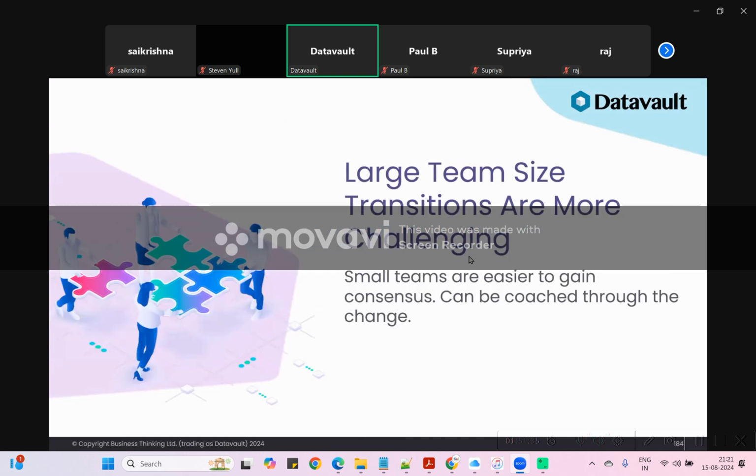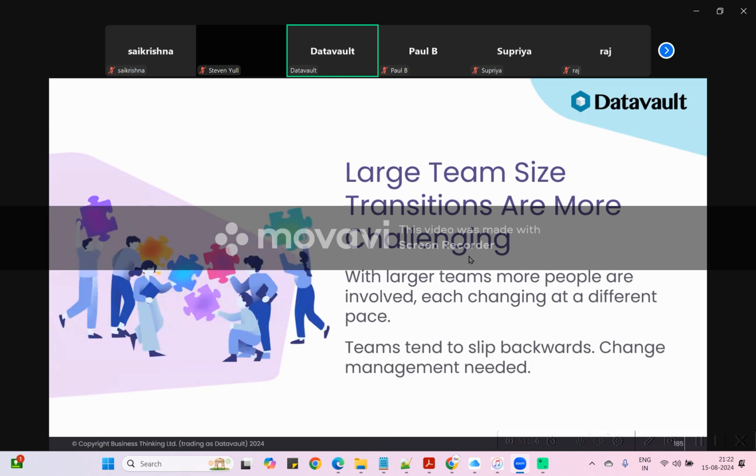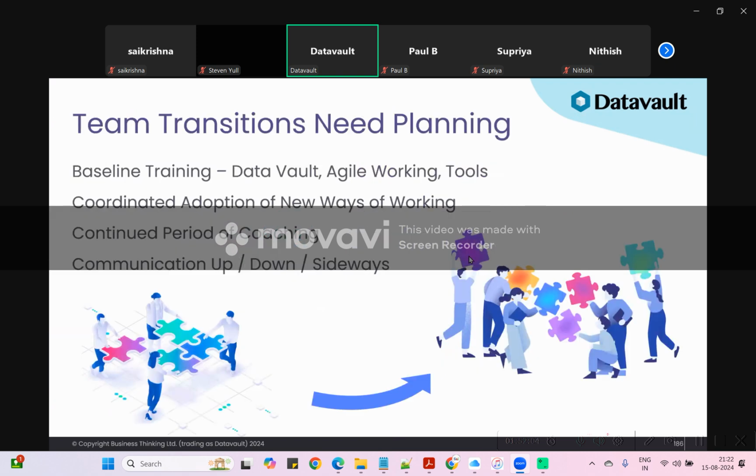You have a challenge if you've got a large team. The transitions are more challenging. Small teams are easier to change. You can get together as a team and agree you're going to do something and just do it. Larger teams tend to have communication issues and worries about what they're doing. So it's recommended that larger teams are properly coached through the change. More people are involved, and teams tend to slip backwards if you're not careful.